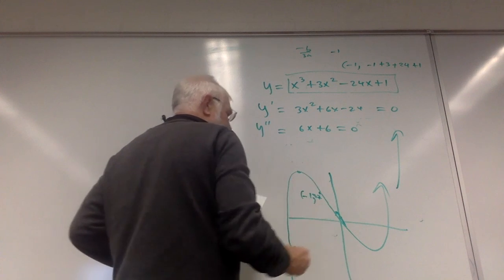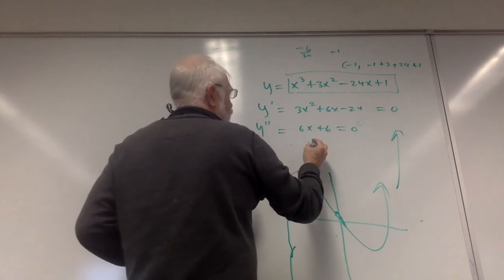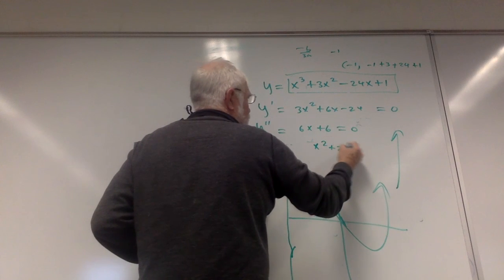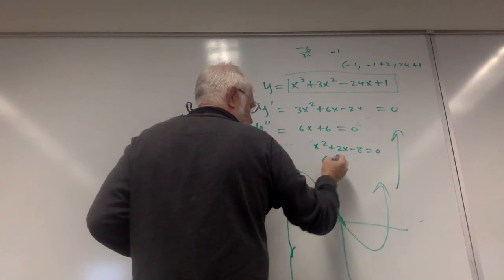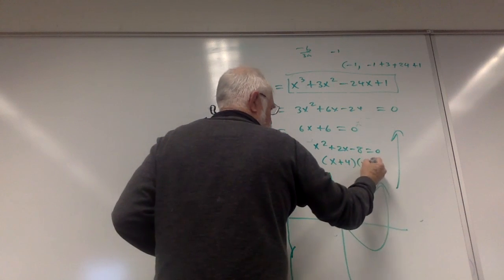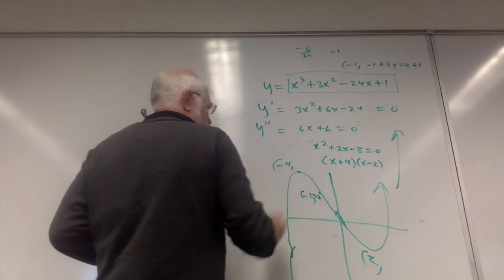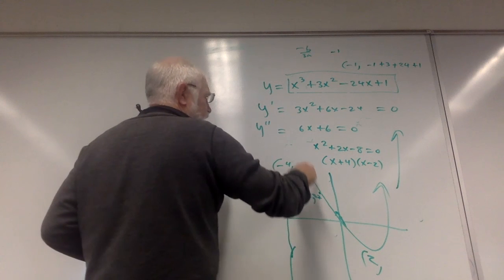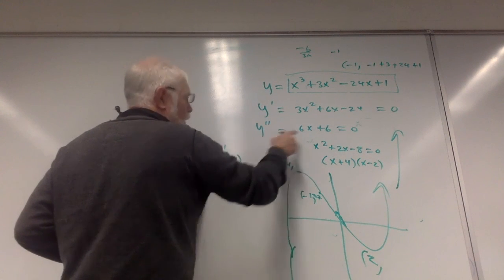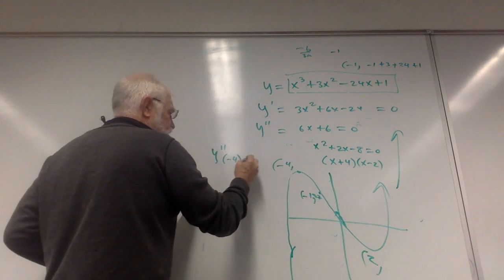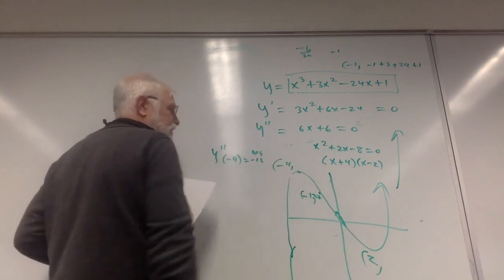So we got to find the local max here. The local max is when this thing equals 0. So we'll divide by 3, and we have x squared plus 2x minus 8 equals 0. So we've got x plus 4, x minus 2. So that's going to be 2, and this is going to be negative 4. The way we can see that it's concave down is to plug negative 4 into y double prime. So y double prime at negative 4 is minus 24 plus 6, which is minus 18. That's negative, so I'm on a concave down interval. I've proven that this is a local max.